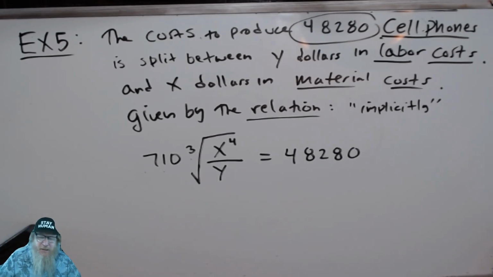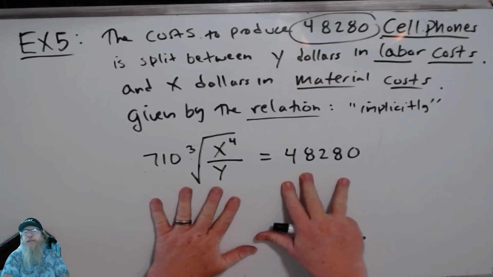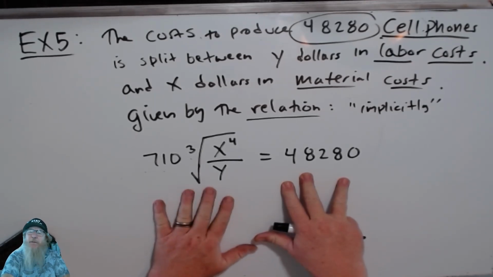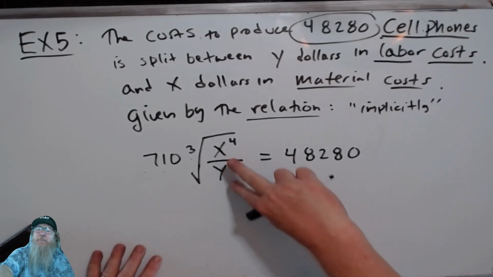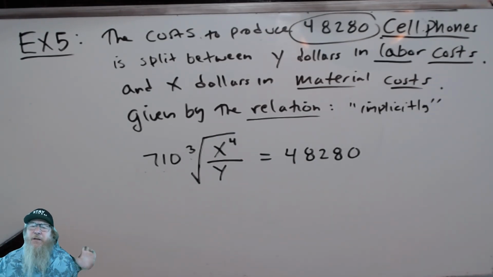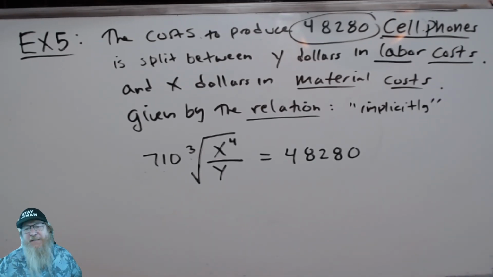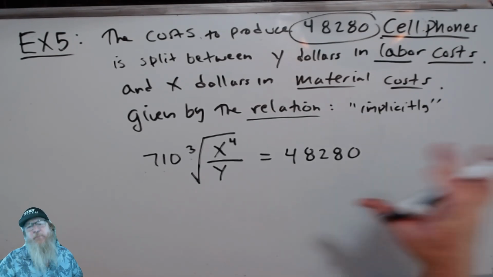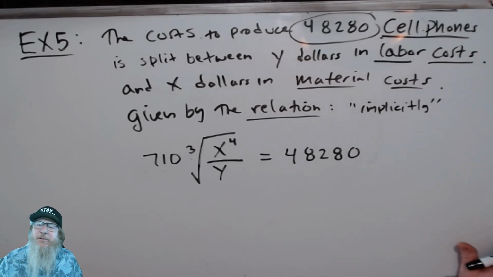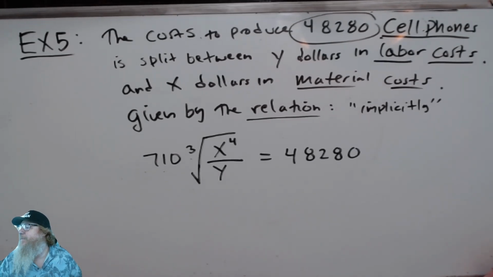All right. So the cost to produce these cell phones is given by this relation. It's not an explicit function. It requires two inputs, an x and a y. And I'm not going to try to guess this time. I'm going to use my predetermined numbers. Like last time, it was 2 and 1. And once you have those predetermined numbers, those are the numbers you have to use.